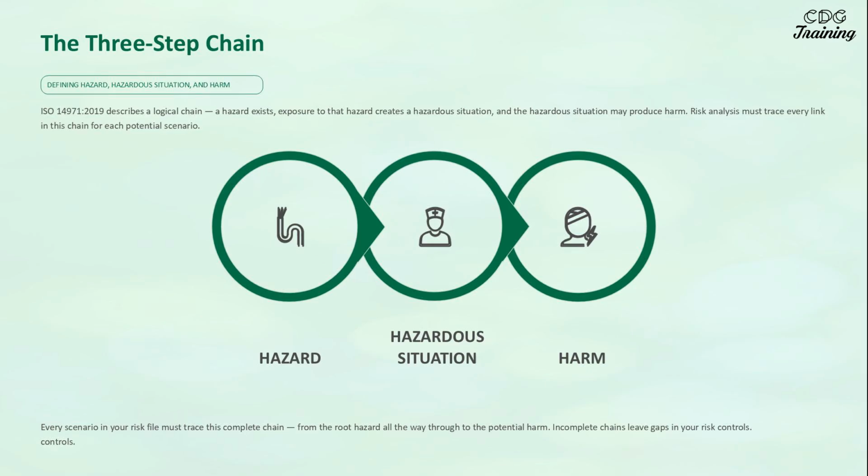ISO 14971 describes a logical chain. A hazard exists. Exposure to it creates a hazardous situation, and this may produce harm. Risk analysis must trace every link in this chain for each potential scenario.